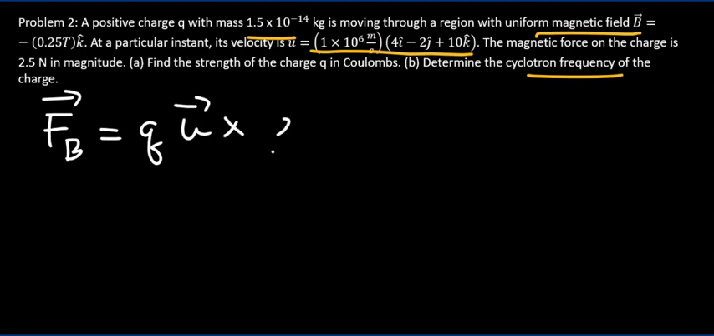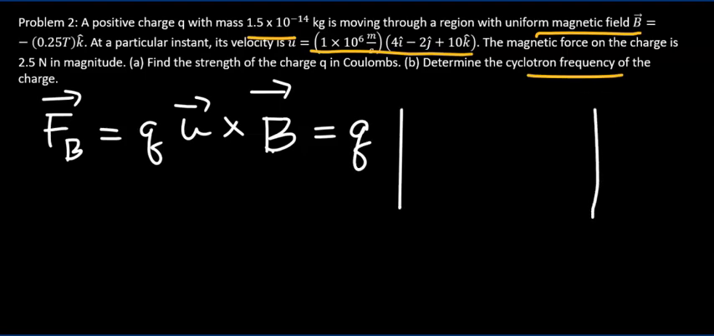Velocity, cross product of velocity and the magnetic field. So let's look at the right-hand side of this equation. Q, let's write down this vector product in determinant form. I, J, K, those are the unit vectors.